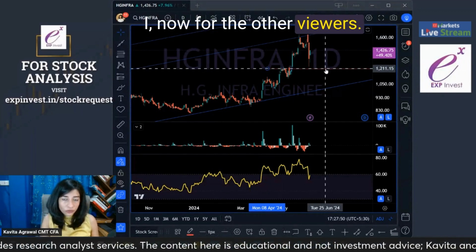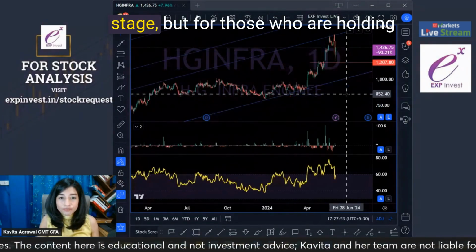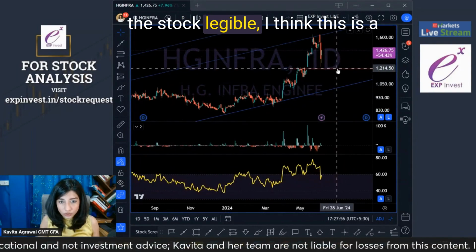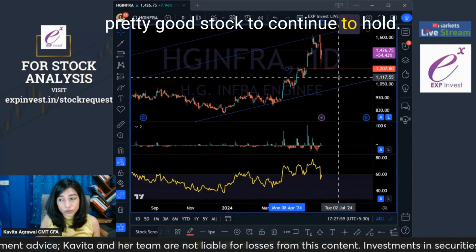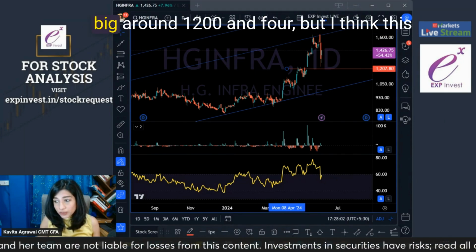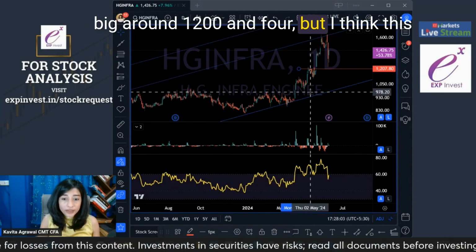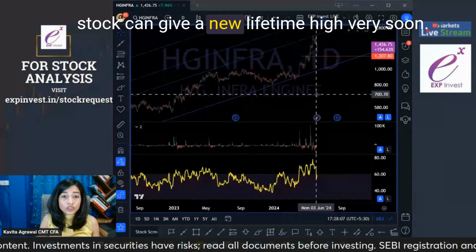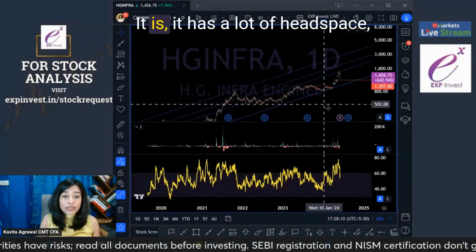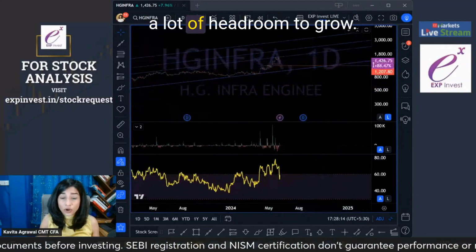Now for the other viewers, I don't recommend a fresh entry at this stage. But for those who are holding the stock like Jugal, I think this is a pretty good stock to continue to hold. Now the stop loss will have to be a little bit big, around 1204. But I think this stock can give a new lifetime high very soon. It has a lot of headroom to grow.